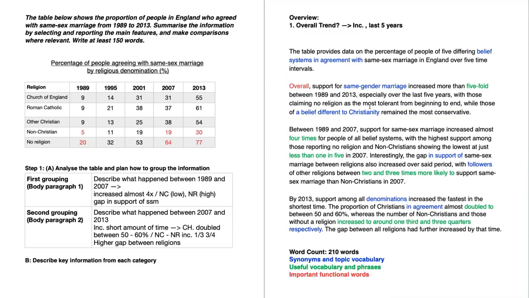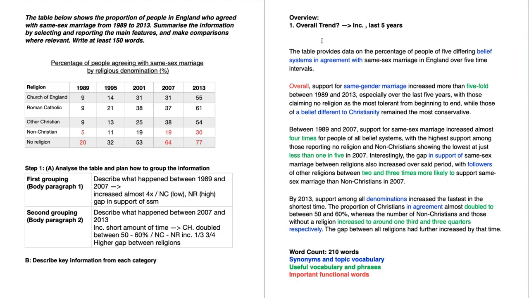We included all of the pertinent information without adding too much detail. Again, if we had included things from 1995 and 2001, it really would have just been too much. So remember to only look at your relevant points, and that will definitely fulfill your minimum. Now, let's look at the synonyms and topic vocabulary in blue.